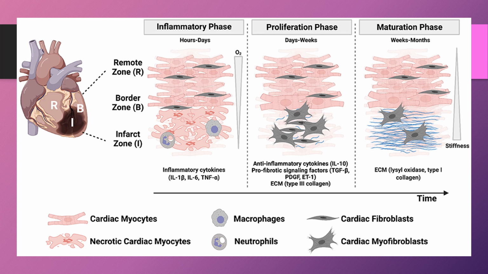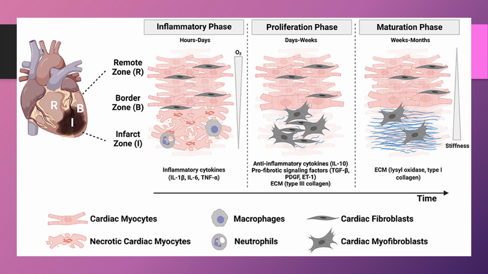This is another diagram showing you the mechanism of infarction and how the inflammatory cells will rush to the area. And then you have the anti-inflammatory cytokines, pro-fibrotic signaling factors, and eventually the scar tissue will start to harden and form. So I is the infarct zone, B is the border, and then R is remote areas. But as you can see, this is the normal pathway of inflammation, injury, and repair within our bodies.